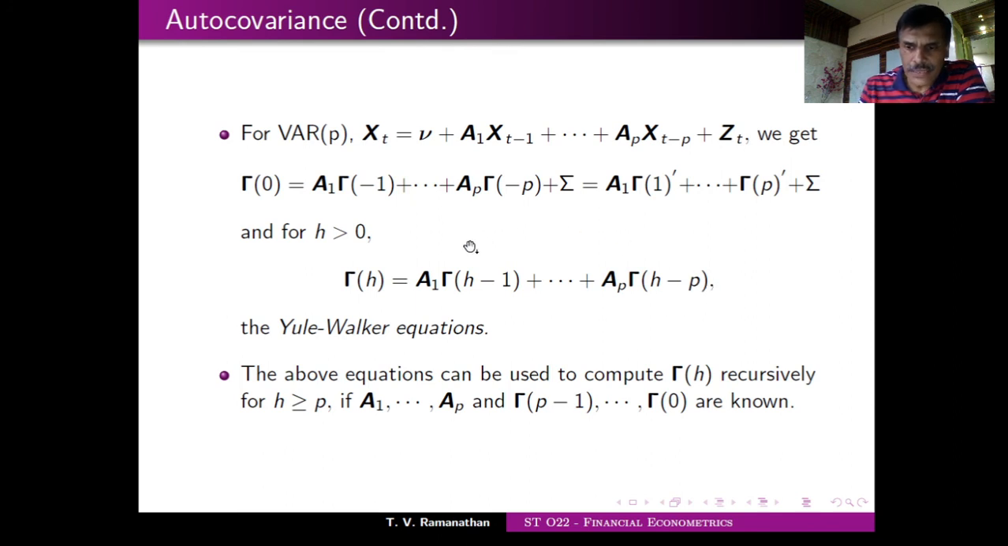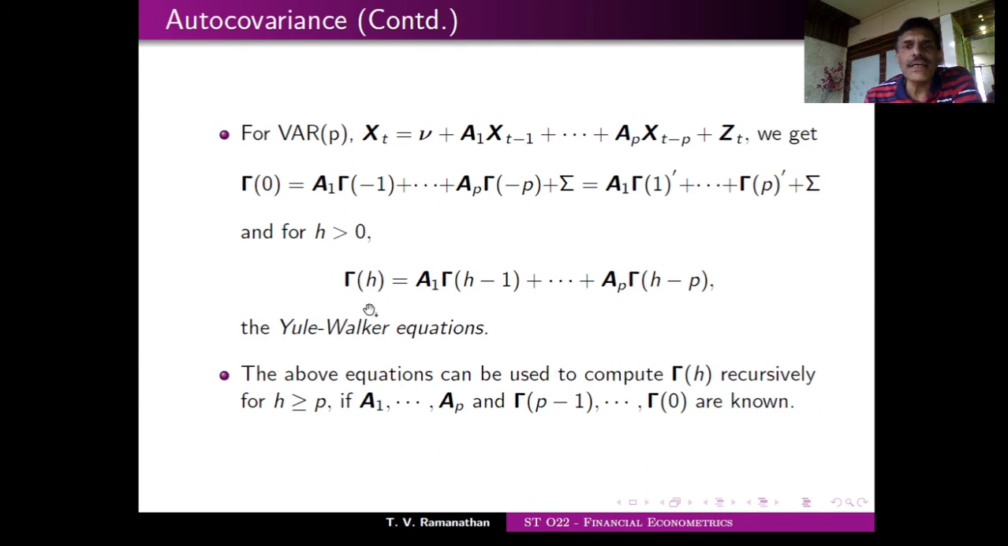You will get this. See, earlier if it is of order 1, it is gamma h equal to A1 gamma h minus 1. Now it is of order p, so A1 gamma h minus 1 plus etc. plus A_p gamma h minus p. So here A_p is missing. So these are called Yule-Walker equations.